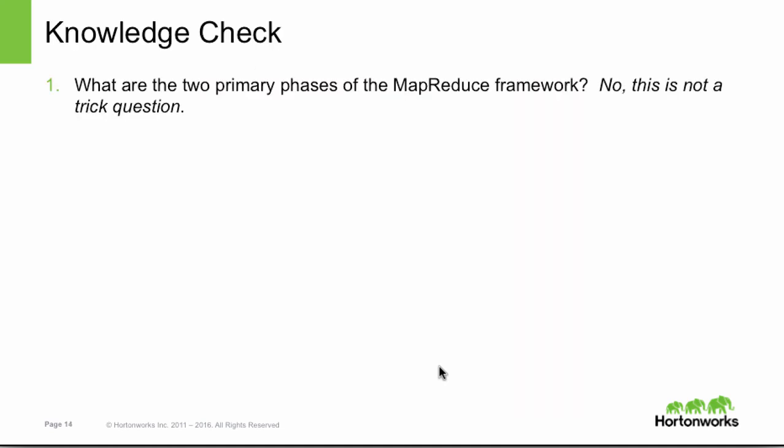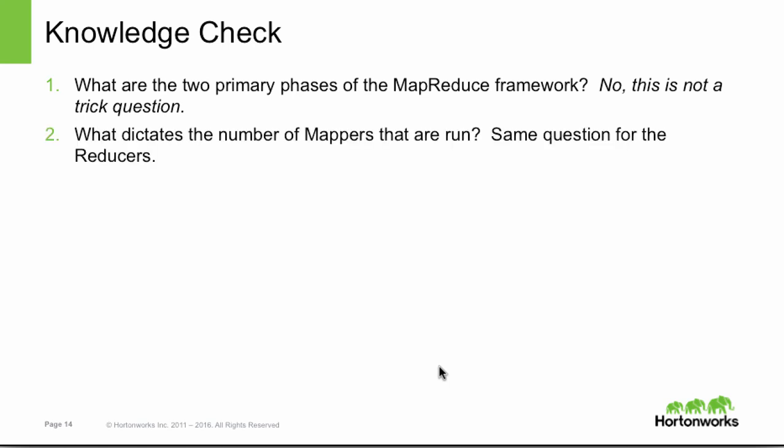So, quick knowledge check, not a trick question: what are the 2 primary phases of MapReduce? Yes, they are map and reduce. Those are the 2 primary phases. And what dictates the number of mappers? Well, it's going to be the total number of blocks that your input data accounts for in HDFS. Same thing for the reducer.